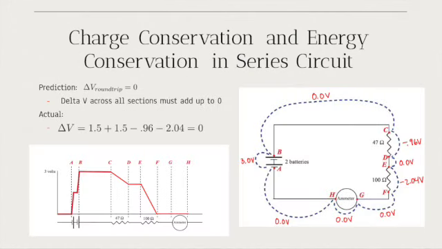Here I show the results of the simulation of the change of potential across A to B, B to C, C to D, and so on. So you'll notice that the delta V across all the sections must add up to 0 anyway, and it does when we do this experimentally. And the graph on the bottom shows those changes over the whole circuit.